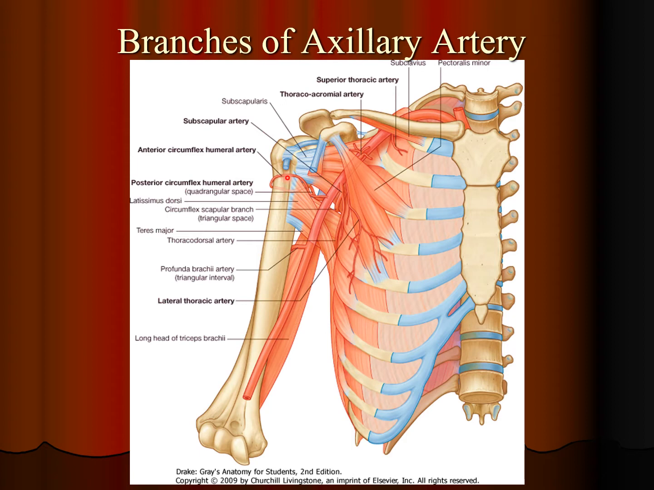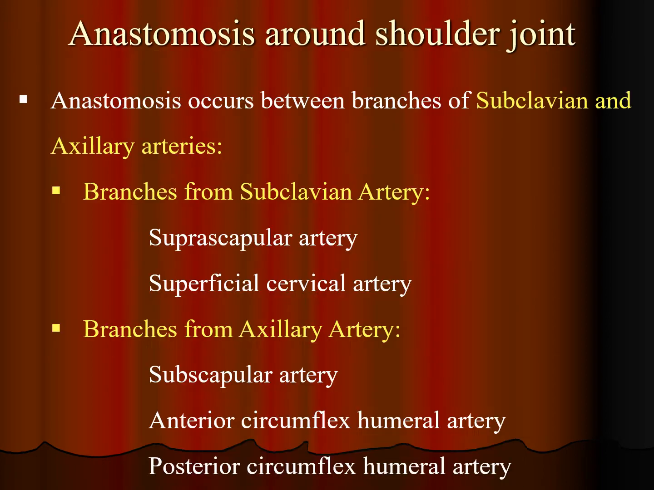They are named anterior and posterior circumflex humeral because one passes anterior and the other posterior to the humerus, whirling around it in a circumferential move. That's why they are known as circumflex. As it descends past the lower border, it becomes the brachial artery. So that was about the axillary artery, its branches and extent.